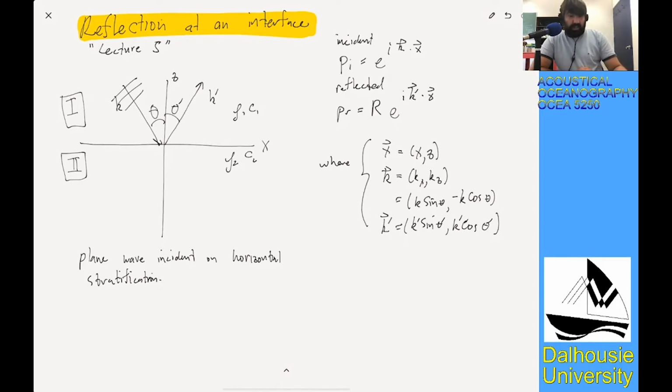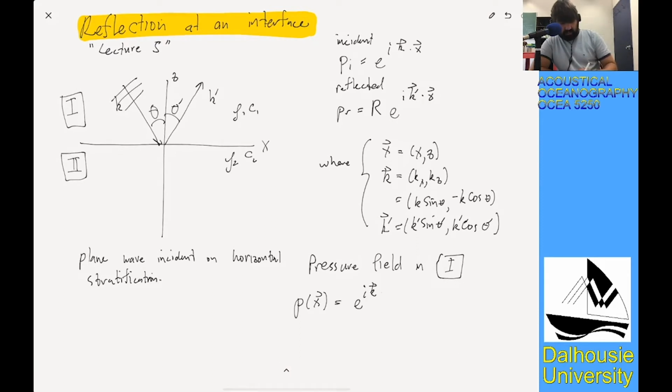So the total pressure field in region 1. Well, we can simply write down that the pressure field is given by the incident plane wave and the reflected plane wave.